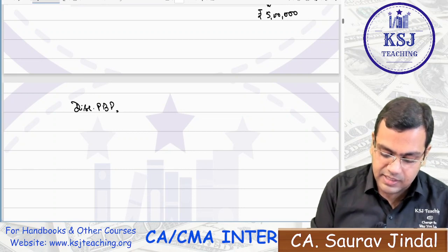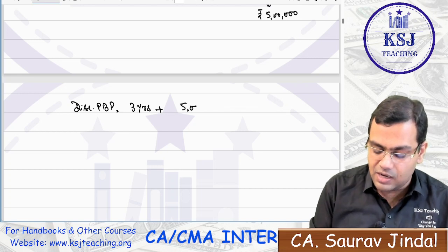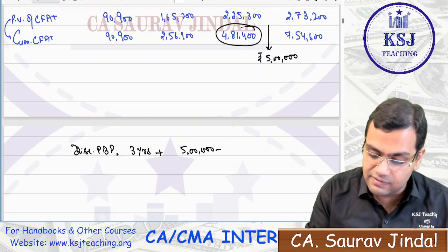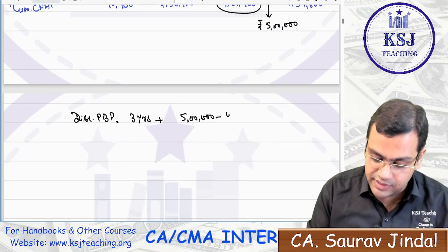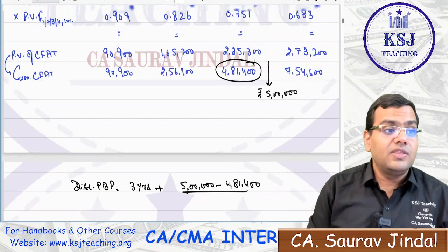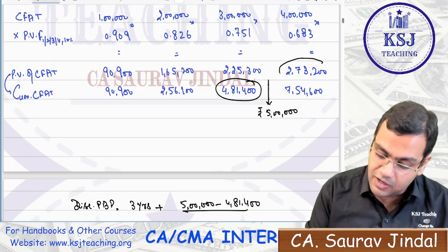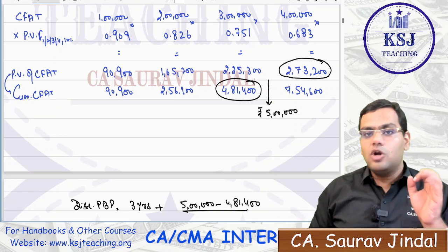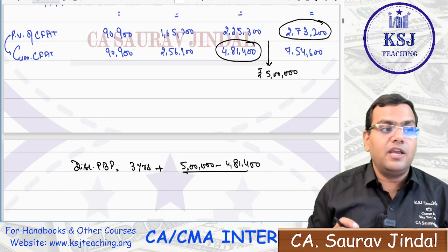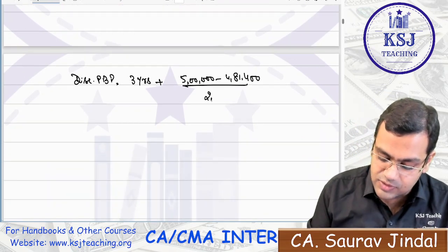Discounted payback period is 3 years plus the remaining amount out of 5 lakh rupees. What is the amount that you have already recovered? You have recovered 4,81,400, and the remaining amount is divided by the present value, not the cumulative value, right? The present value of the CFAT of the next year, that is 2,73,200.